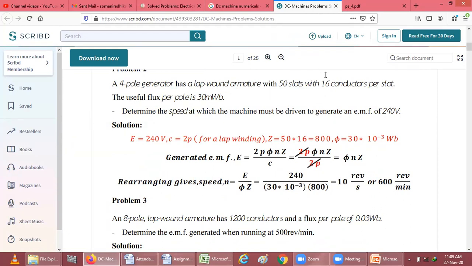So if you are multiplying 50 into 60, there is a network issue. Just wait for a minute.